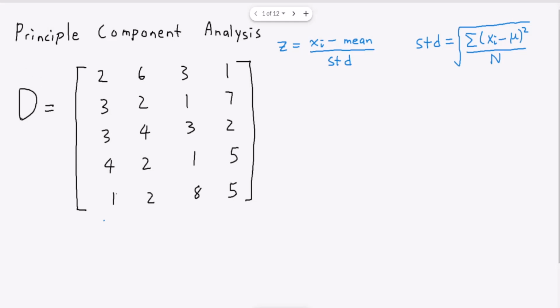So this is just a 5x4 matrix, a data set. And for this purpose, we're going to treat each row as a data point, and each column as a feature. So this is feature 1, feature 2, feature 3, feature 4. And I just made up a bunch of numbers, but this still ends up working out.